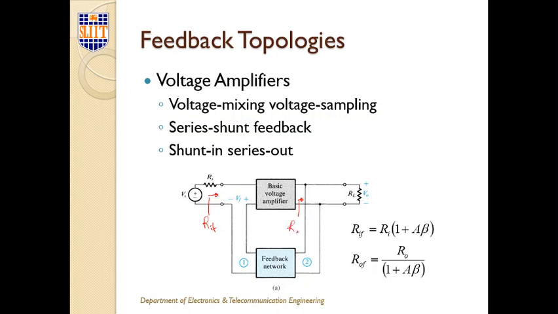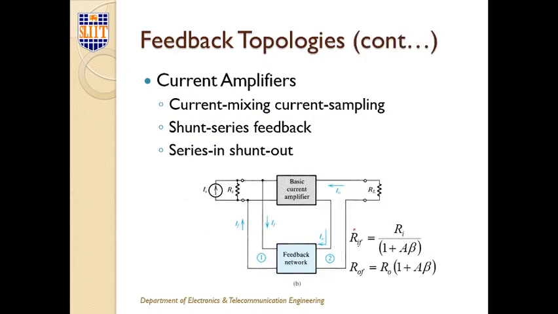So this is R out F, that is parallel. There are two parallel resistors, the load was there and this is there. So now even if you look from here, there are two actually. I think this is RF, R out F is this. So when you look into that, it is actually reduced by a factor of 1 plus A beta. So that is for a voltage amplifier, voltage mixing, voltage sampling.